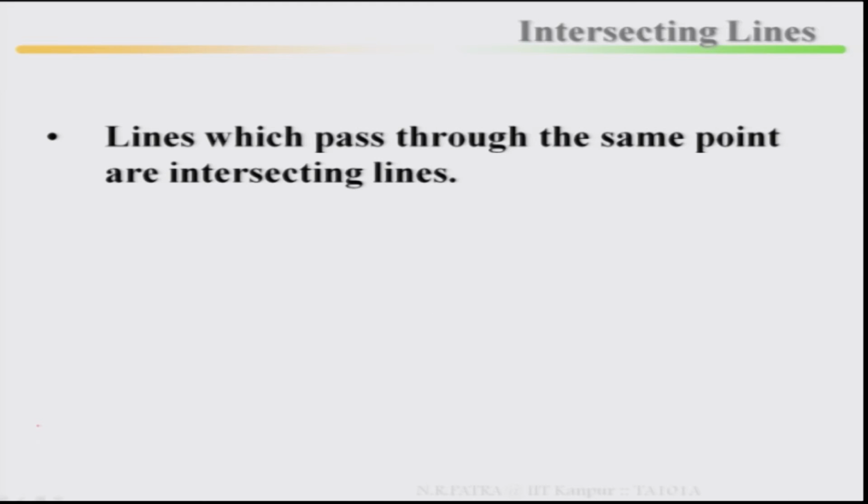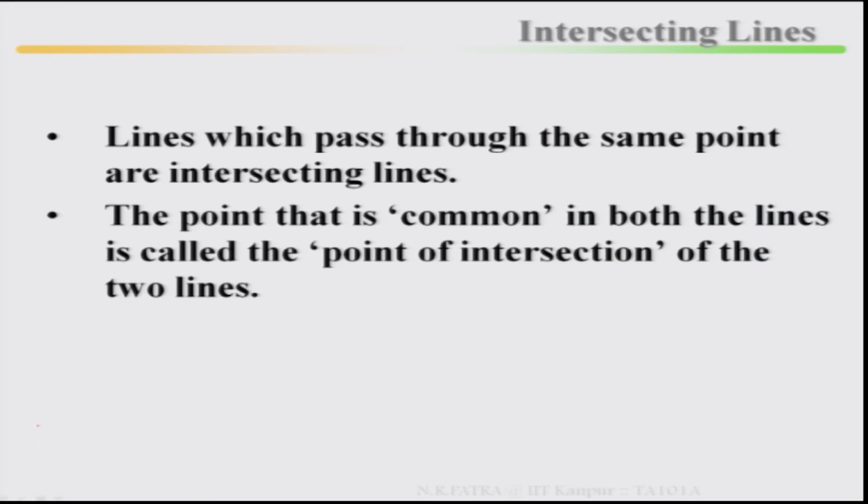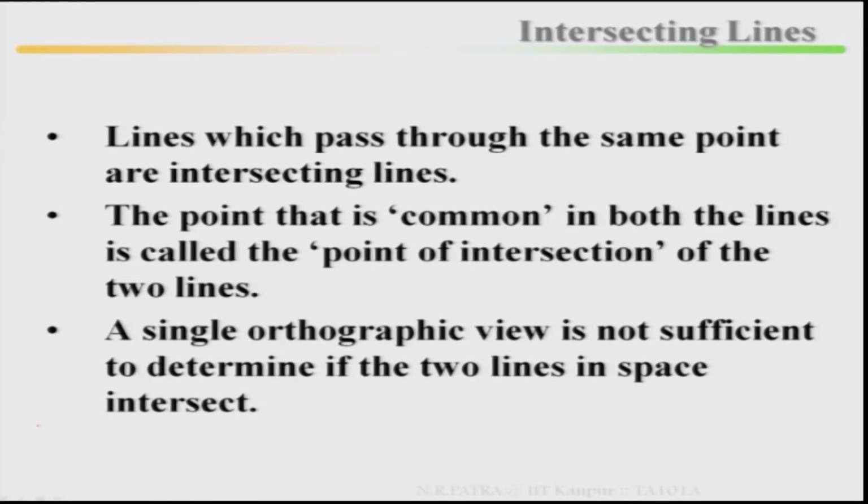Lines which pass through the same point are intersecting lines. The point that is common to both lines is called the point of intersection of the two lines. A single orthographic view is not sufficient to determine if two lines in space intersect.